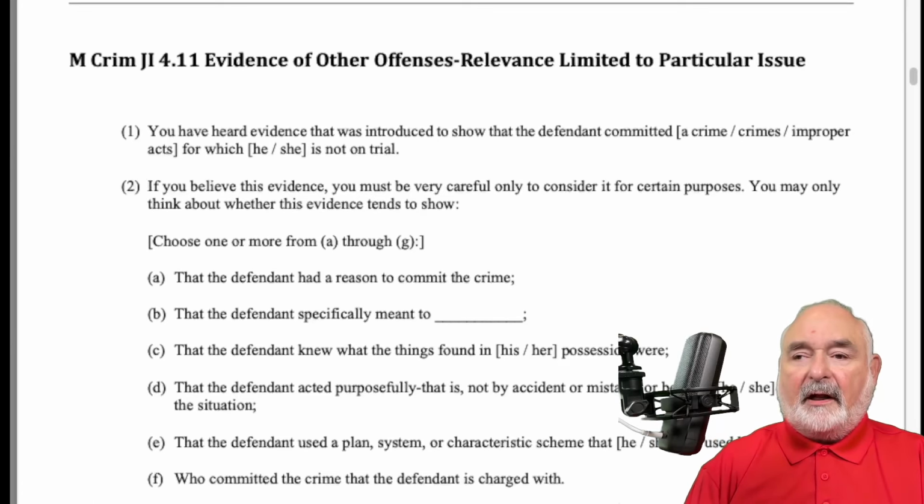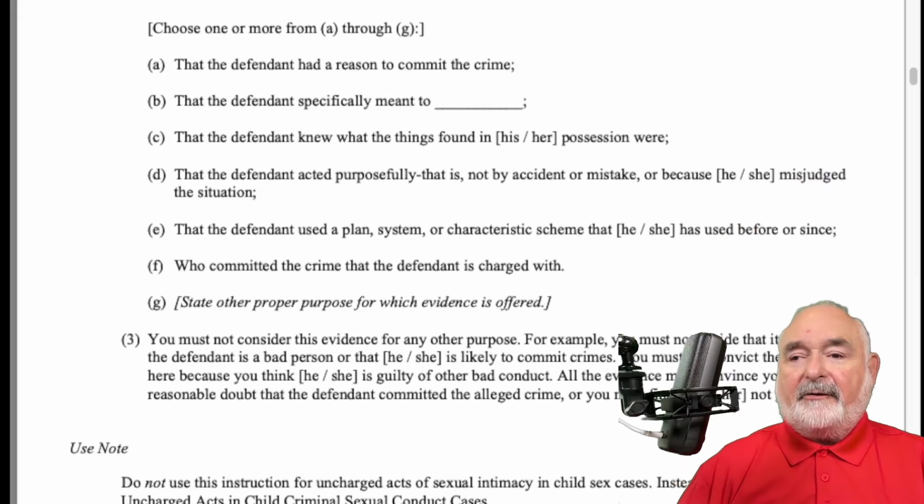Evidence of other offenses, relevance limited to a particular issue. You have heard evidence that was introduced to show the defendant committed, in his case, financial crimes for which he is not on trial. If you believe this evidence, you must be very careful only to consider it for certain purposes. You may only think about whether this evidence tends to show that the defendant had a reason to commit the crime, or that the defendant specifically meant to cheat people, that the defendant knew that the things found in his or her possession were somehow criminal. All of these are added only as appropriate; in other words, you don't add all of these, you add only the ones that make sense.